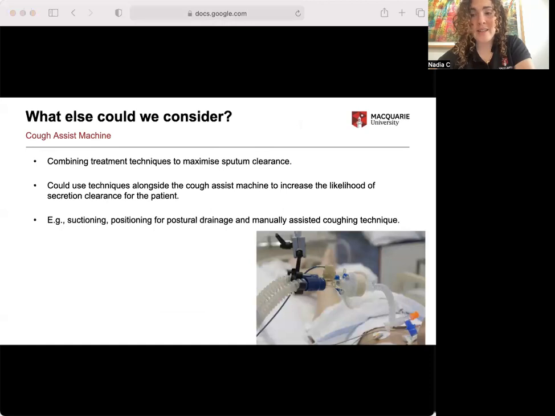Other things to consider include combining treatment techniques to maximize sputum clearance, such as suctioning, positioning, and manually assisted coughing technique.